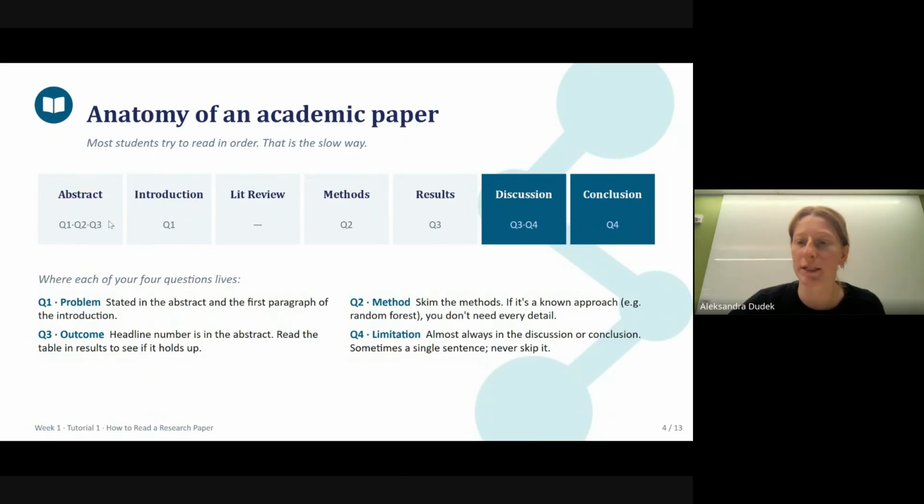An abstract is typically, I'd say, about 150 to 200 words. It's a general overview of what this paper did, how they did it, and what they found. So aligning with our four questions, typically you'll find the answers to questions 1, 2, and 3 within that abstract. It's just that main summary of what happened.